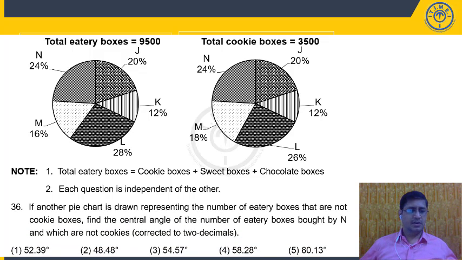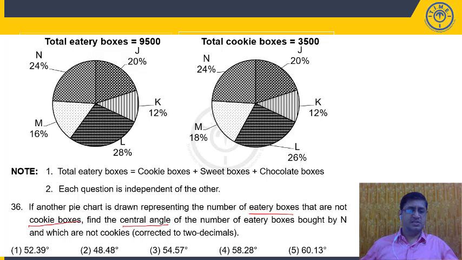Question number 36. So what is it saying here? If another pie chart is drawn representing the number of eatery boxes that are not cookie boxes, find the central angle of the number of eatery boxes bought by N which are not cookies, corrected to 2 decimals. Now what is the question here? We need to draw another pie chart and we need to find the central angle. Eatery boxes that are not cookies.